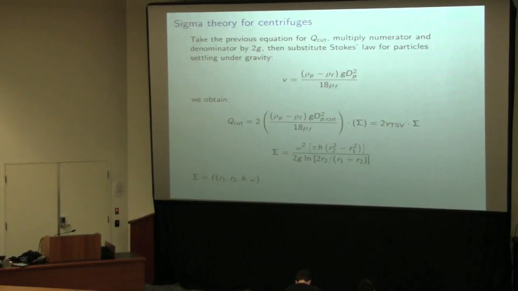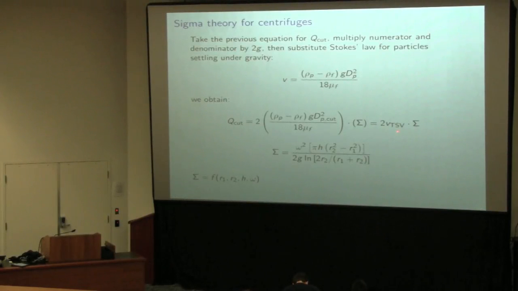But now let's take a look at how these units are designed in principle. If we take that previous equation and just do an algebraic trick almost, you multiply the numerator and the denominator by 2g, what you'll find is that you see the Stokes velocity will appear in the equation. So that term, the standard terminal settling velocity that we saw in the previous section on sedimentation, will appear in the equation. This is the velocity that a particle will experience when settling under gravity.